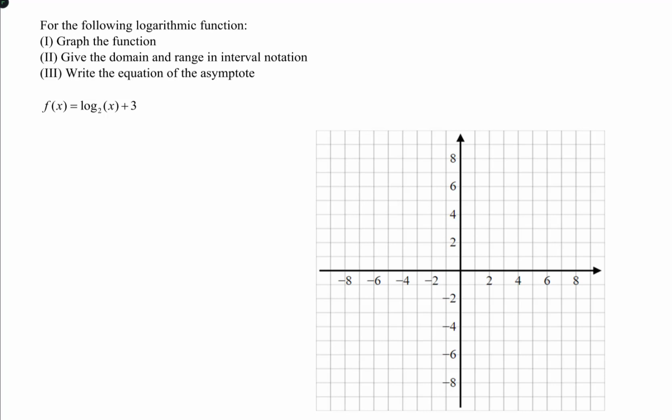For the following logarithmic function, graph the function, give the domain and range in interval notation, and write the equation of the asymptote. In order to work this through for any logarithmic function that we need to graph or find asymptotes or domain and range for, it's best to have a clear idea of what your standard logarithm looks like.